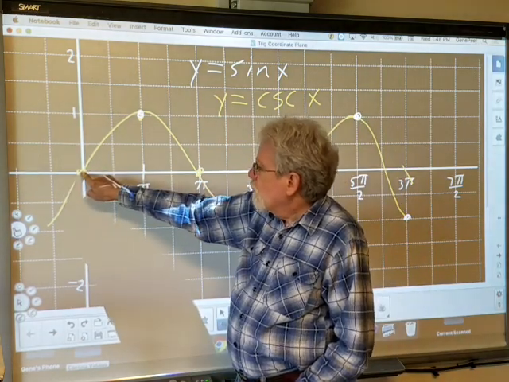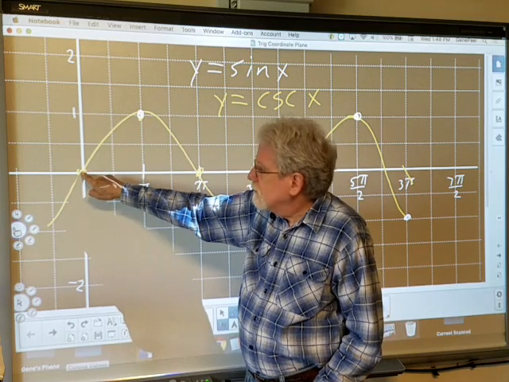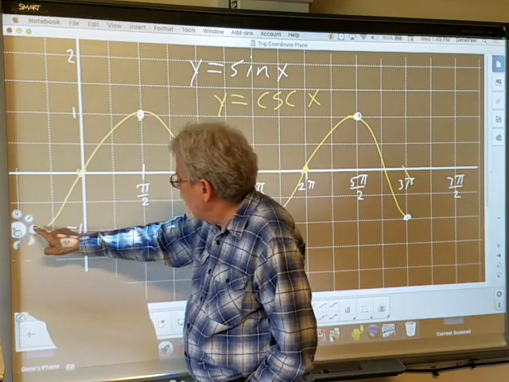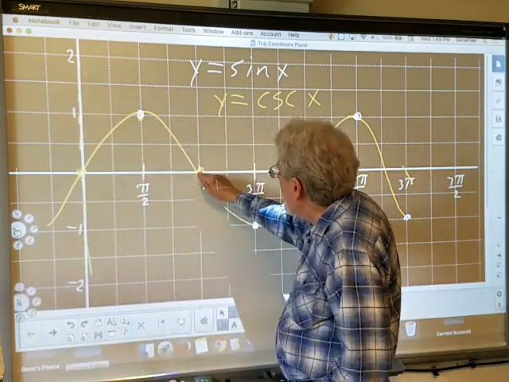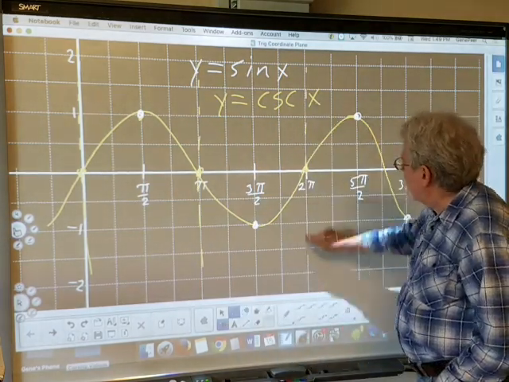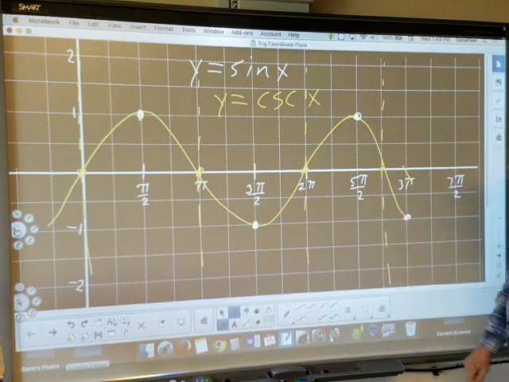What's the reciprocal of 0? Oh, it's an asymptote. Right, it's going to be an asymptote. So in some weird way, we're going to end up with an asymptote where we used to have a 0.